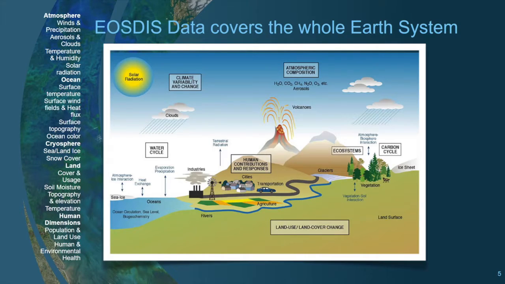These satellites allow NASA to gather data about the whole Earth system. On the left side of the slide, there's a list of some of the observations and measurements that NASA collects through its orbital, airborne, and field programs. Many of these, if not all of them, are relevant for ecology, and you might find some that are relevant for your research.